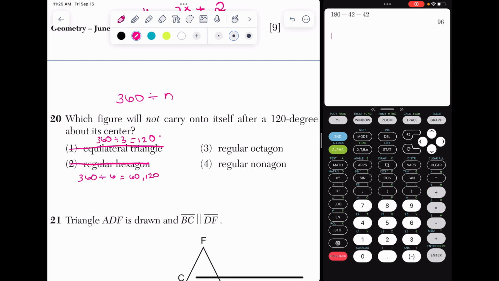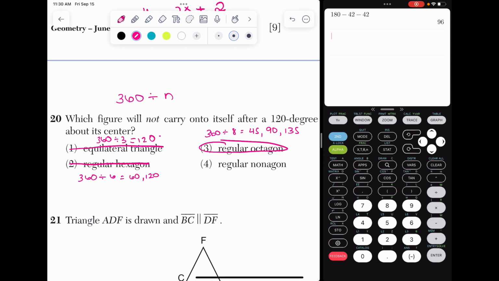Choice 2 is out. For 3, I would do 360 divided by 8. Since it's an octagon, I'd get 45. And I want to see if I keep doing multiples of this, will I hit 120? 45, then times 2 is 90. 45 times 3 is 135. You can see I skipped over 120 here, so I believe choice 3 is going to be the answer here.